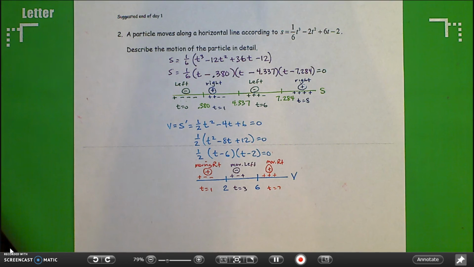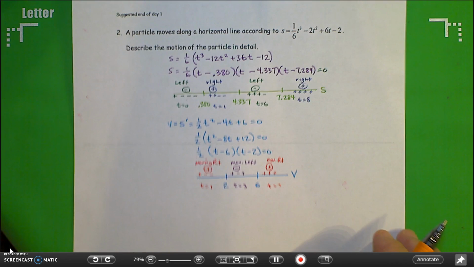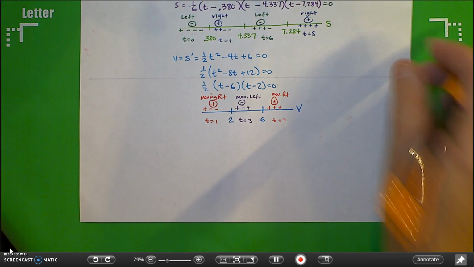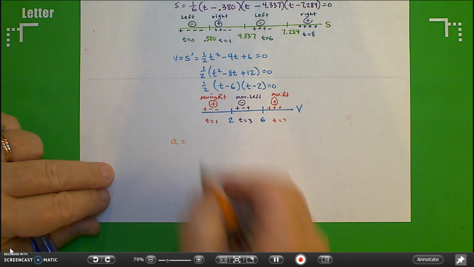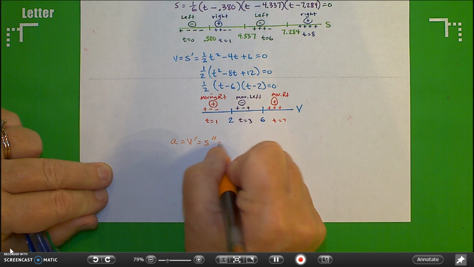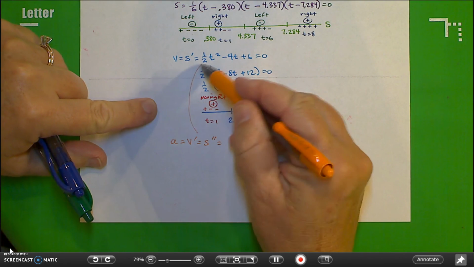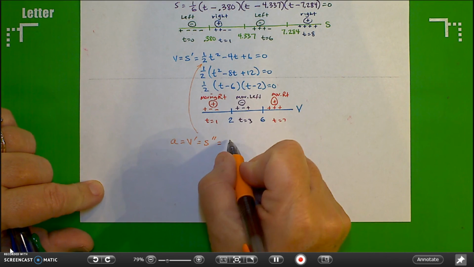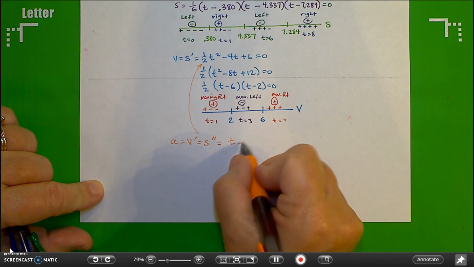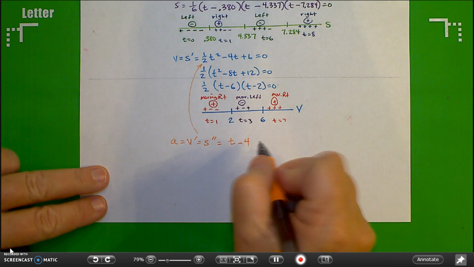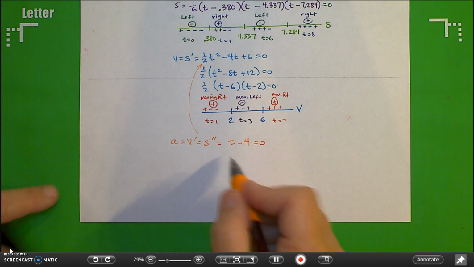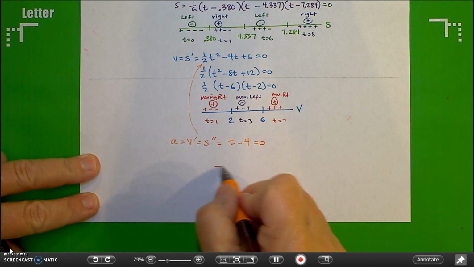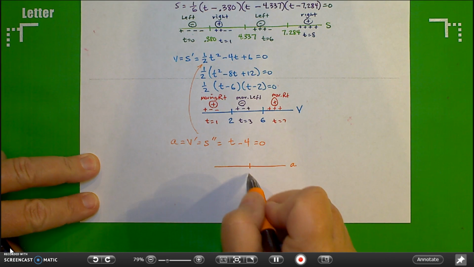Okay, the third piece is acceleration. By looking at the sign of acceleration, we are able to tell whether velocity is increasing or decreasing, or see if it's constant. So I'm going to look at acceleration. That is the derivative of velocity, or the second derivative of position. I'm just going to go right up to this equation here and get my derivative. So 2 times that is going to be just t. The derivative of that piece is minus 4. That's pretty straightforward. Set that equal to 0. I don't have any factoring to do. It's just t minus 4 equals 0. So I know my point that acceleration is 0 is t equals 4.